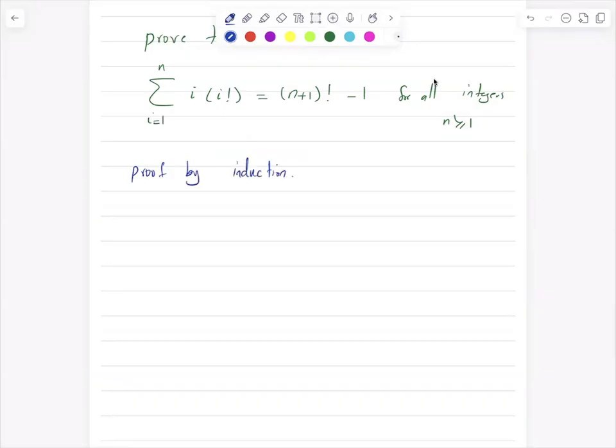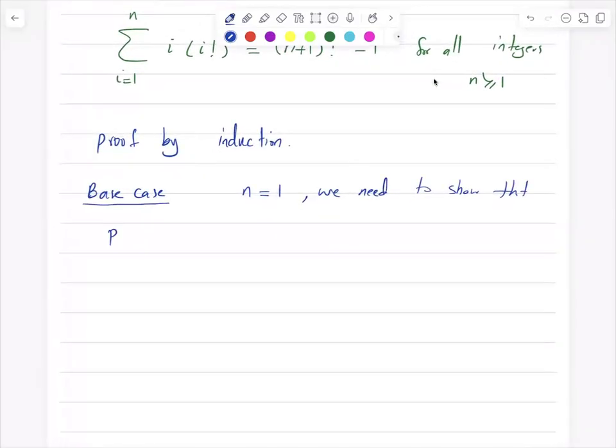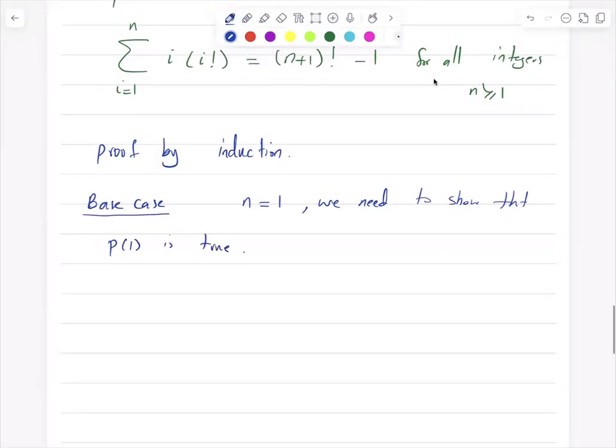First of all, we need to make the proof for the base case. For the base case, we use the smallest value in our domain, which is 1. We need to show that P of 1 is true. It's a simple substitution. On the left-hand side, and on the right-hand side, we need to see what we have. If they're equal to each other, then we are done with the very base case.